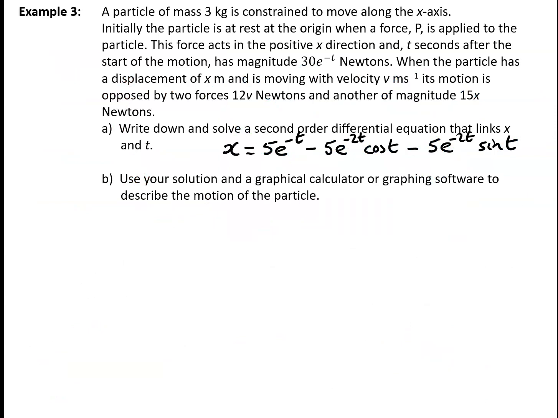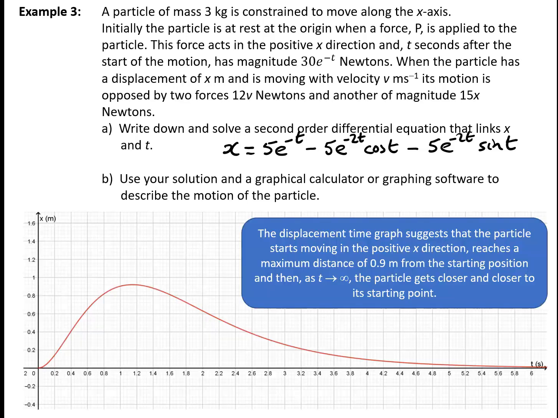And now we want to use the solution and a graphical calculator or graphing software to describe the motion of the particle. So the displacement time graph suggests that the particle starts moving in the x direction, reaches a maximum distance of roughly 0.9 meters from the starting position, and then as t tends to infinity, the particle is getting closer and closer to its starting point.